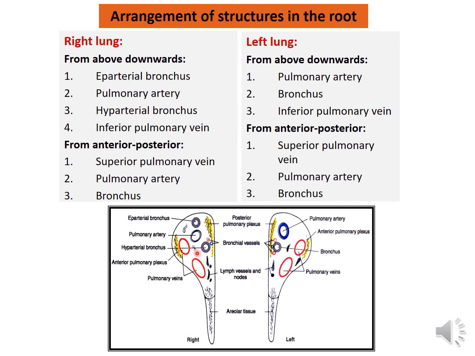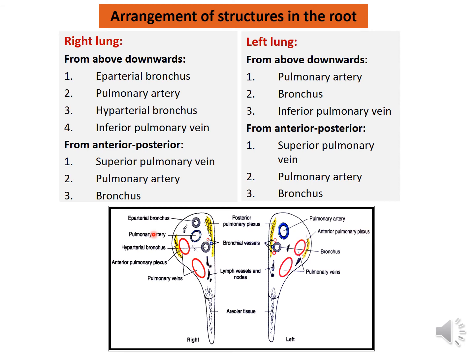First, this is a schematic picture of the hilum of the right lung and the hilum of the left lung, and within the hilum you can see the structures of the root. This is anterior and here is the posterior. We will trace the structures first above downwards, then anterior to posterior. Above downwards, on the right side you have the eparterial bronchus always first.